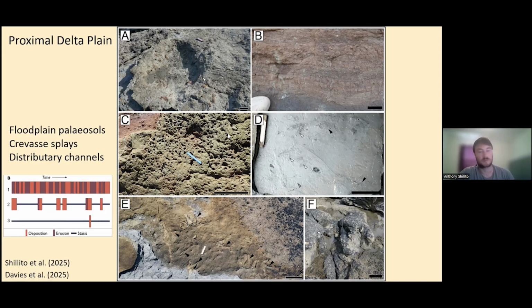So you look at crevasse splay type deposits where you have potentially shorter durations of stasis. We're much closer to the channels.